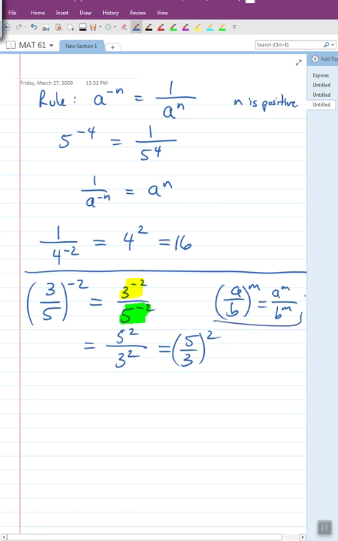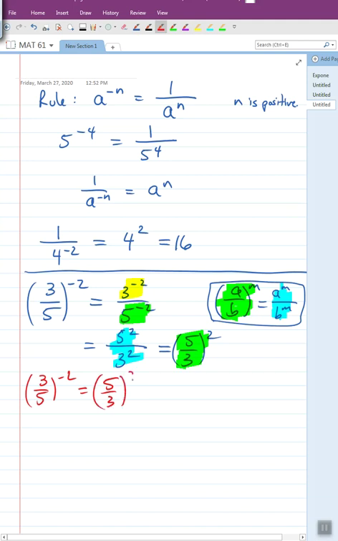And that's basically just using this rule in reverse. That is, this guy looks like this, and this one is just putting the 5 and the 3 back together and raising the whole thing to the second power. So I think what we just showed there is 3/5 to the negative 2 is the same thing as 5/3 to the 2.